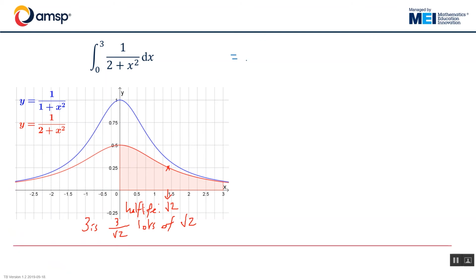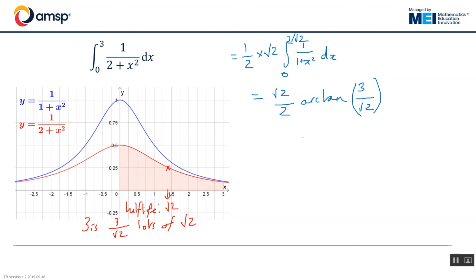So this should be the same shape, albeit with some stretches, as the area under 1 over 1 plus x squared dx from 0 to 3 over root 2. What are the stretches? Well, it's certainly been squashed down by a factor of a half, so I can put a half in there, but it's also been stretched horizontally, increased from 1 up to square root of 2, so it's actually that much bigger. Putting all of that together, we get root 2 over 2 arctan 3 over root 2, which is exactly what you get if you perform this integration algebraically.